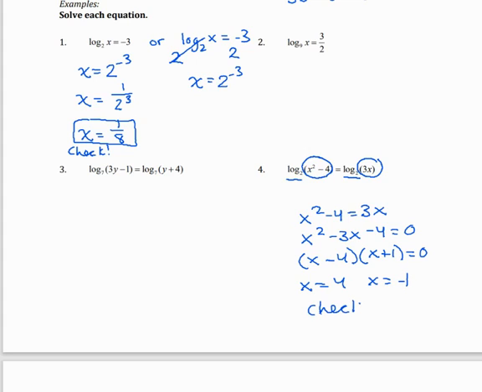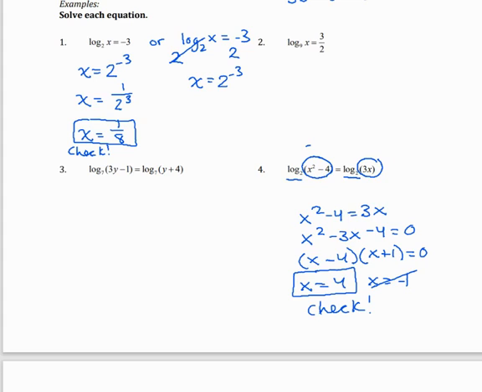However, we must check those domains. If I plug a 4 into the first one, 4 squared minus 4 is positive, so that's good. And 3 times 4 is positive, so that's good. 4 works. How about -1? This would be saying -1 squared minus 4. Well, -1 squared is positive, but 1 minus 4 gives me a negative. So that is no good, which means x equals -1 is no good, and my only solution is x equals 4.